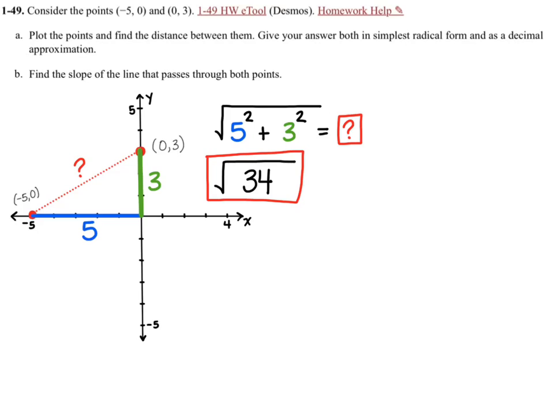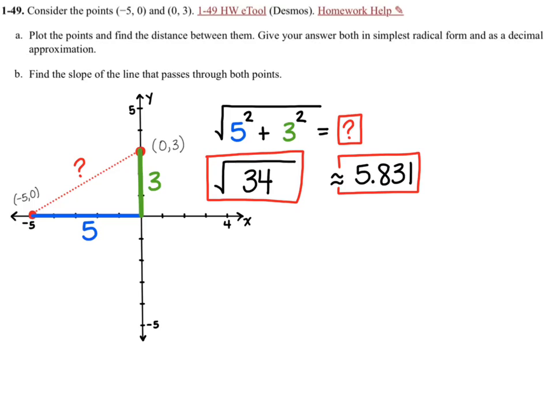That's the exact answer. But if I put that into a calculator, I can get a decimal approximation, and I rounded it to 3 decimal places. You might have rounded it to only 2 decimal places, and you would have written 5.83. Or you could have written 5.8, but I rounded it to 3 decimal places. That part's not that important right now, how many decimal places.